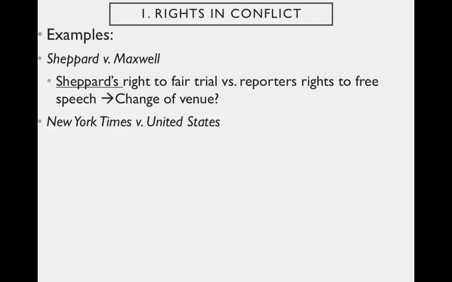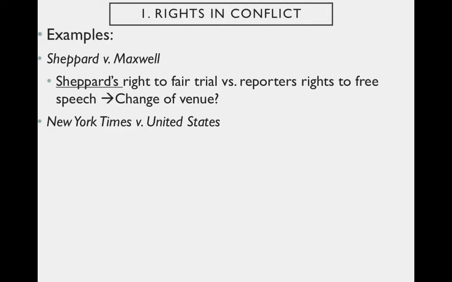So what the Supreme Court ended up deciding was that you could not stop Maxwell from printing that information, but Shepard had a right to a fair trial. So what they ended up doing was something called a change of venue, where they changed where his court case would take place and where the jurors would be pulled from, so that way they would not have a familiarity with the case.